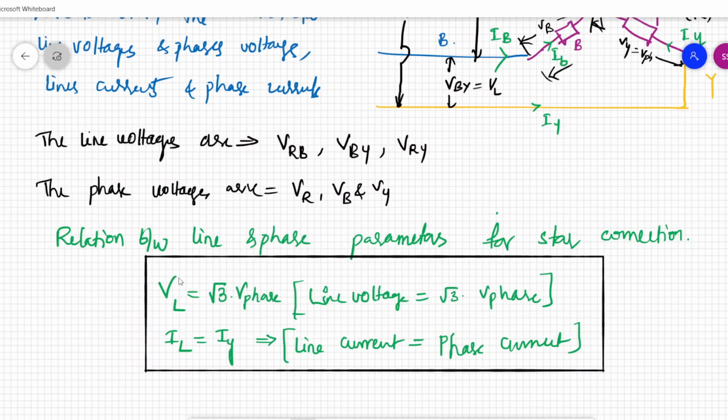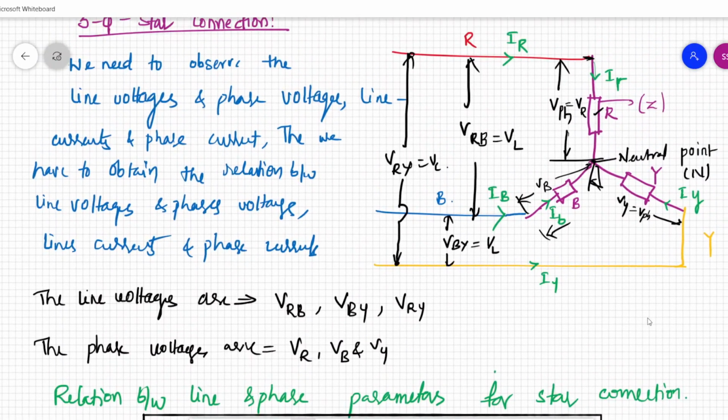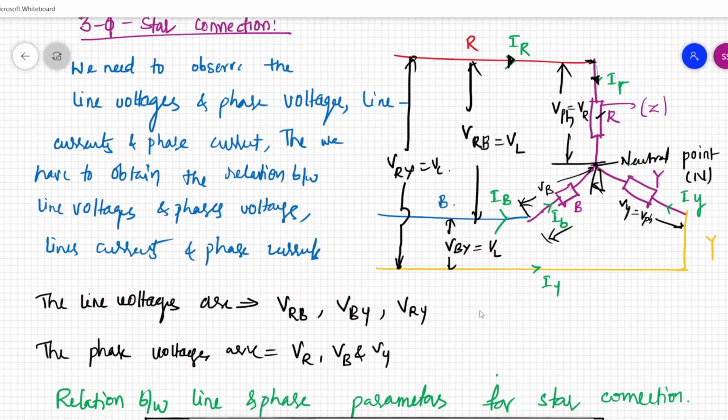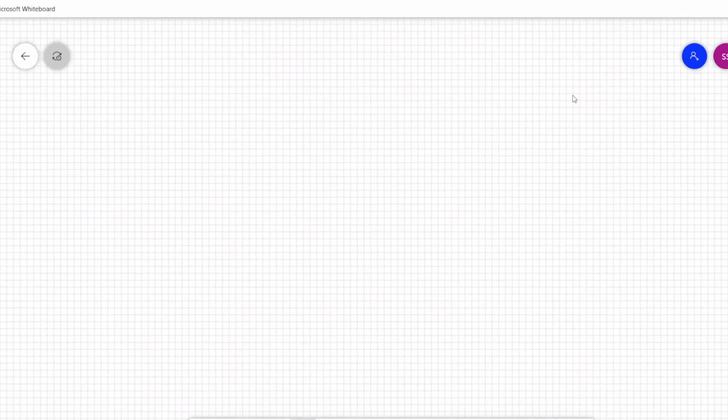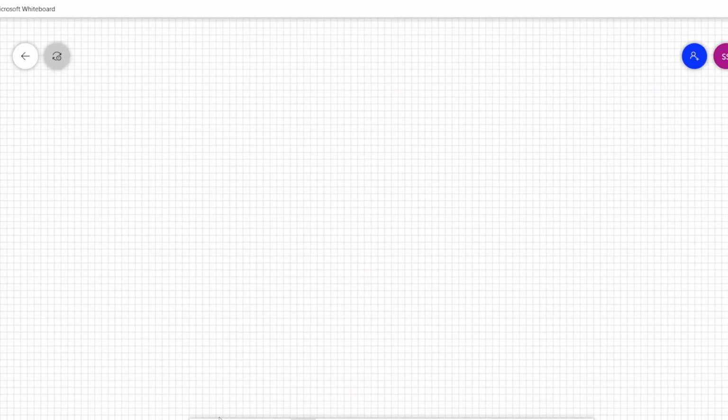So what is the relation between line and phase voltages, and what is the relation between line and phase current? Okay, so line voltage will be greater compared to phase voltage, and here line current and phase current are same because it is a series connection. Okay, now let us see the second connection in three phase circuits, that is delta connection. Then we are going to obtain the relation between line and phase parameters. Okay, second one is three phase delta connection.